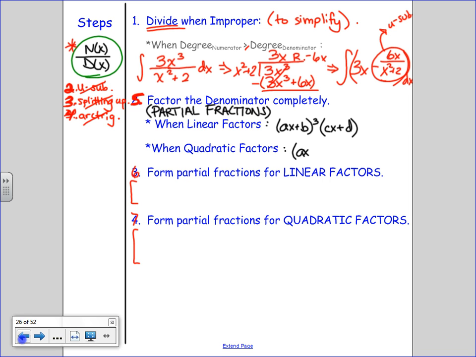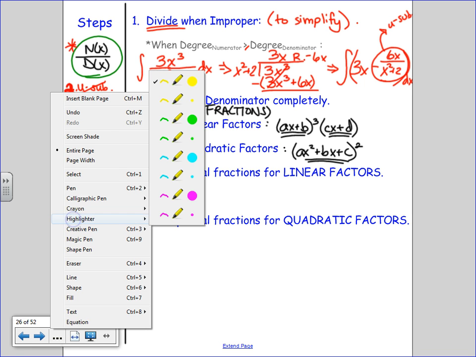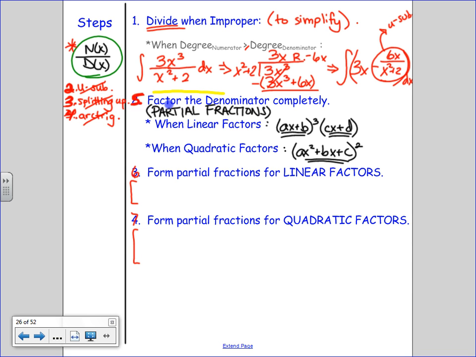Quadratic factors are if I actually have quadratics, could be to a power, could not be to a power, doesn't matter. What I'm saying is I cannot factor anymore. What do we call that in math? Irreducible. Irreducible quadratics can't factor anymore, at least not while still being in the real numbers. So linear factors give linear form, quadratic factors give quadratic form. Here's what we do. We're looking at the denominator, not the numerator. So I'm factoring the denominator completely.